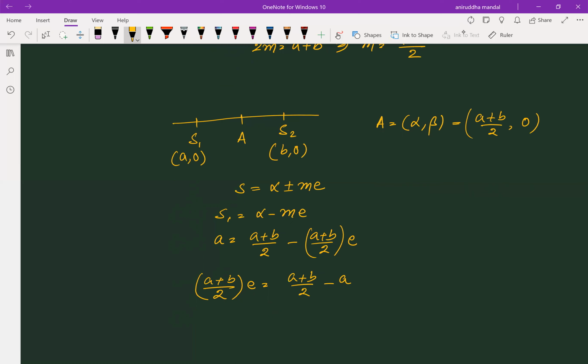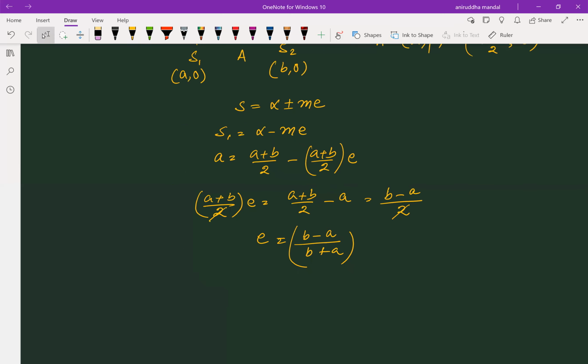We just simply write this, it will cancel. So (b minus a) by 2, and the 2 and 2 get cancelled. So e equal to (b minus a) by (b plus a). So this is the value of e. Now we know the value of e.